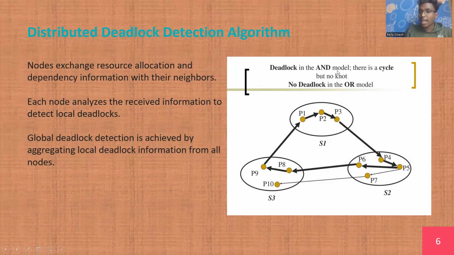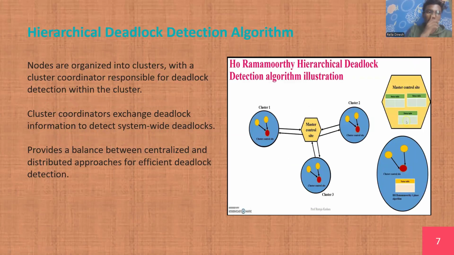Here, deadlock is in the AND model. There is a cycle, but no deadlock in the OR model. Normally, deadlock follows the AND model, and no deadlock follows the OR model.